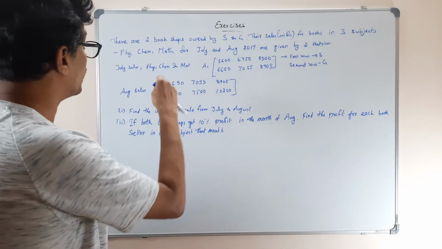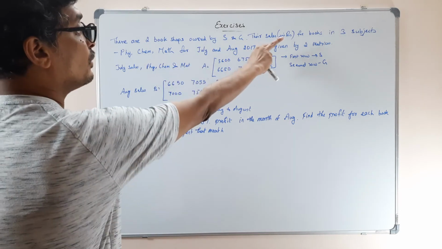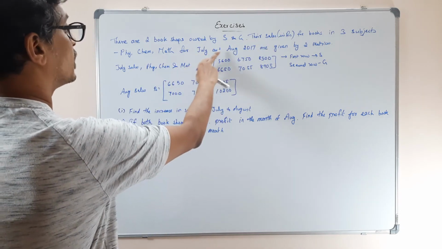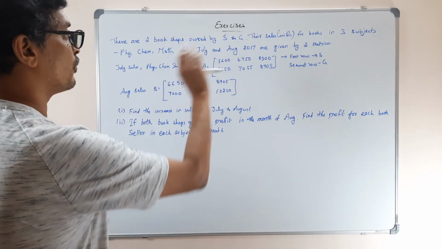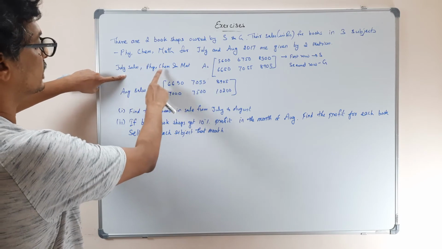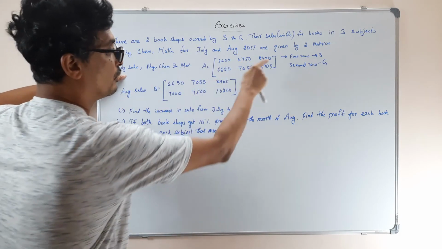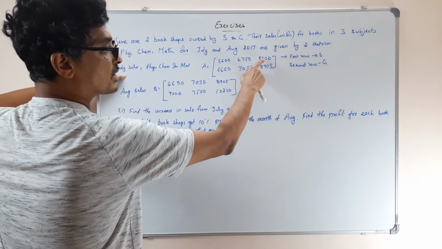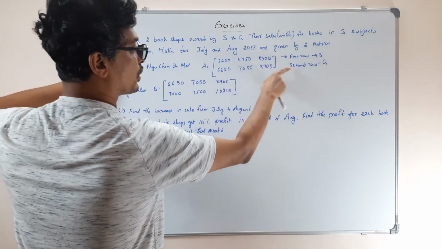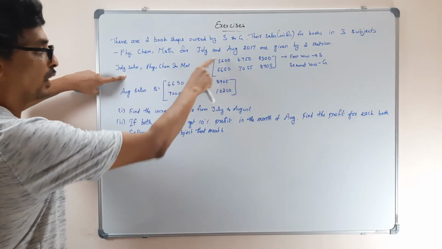Okay, so what you are given is the sales of three books for the months of July and August. They are given in the form of matrices. For July sales, they give us physics, chemistry, maths. The first row corresponds to S, that is Suresh. The second row corresponds to G, that is Ganesh. Okay, this is for the month of July.